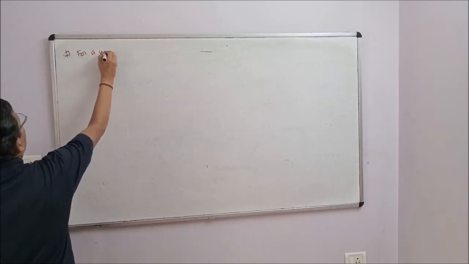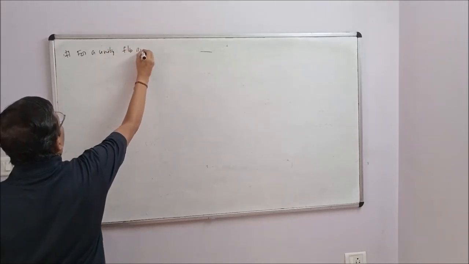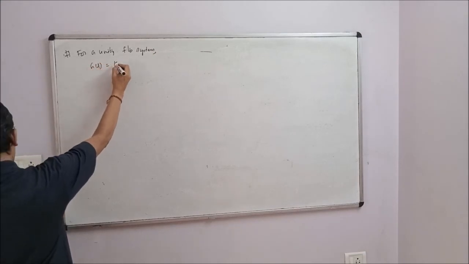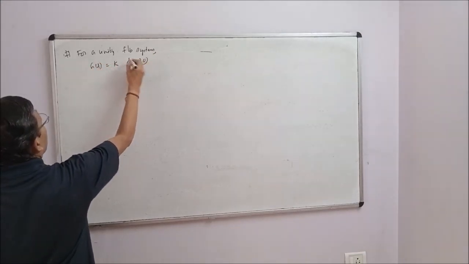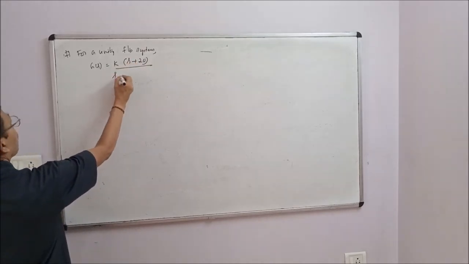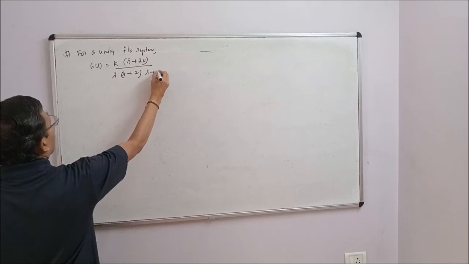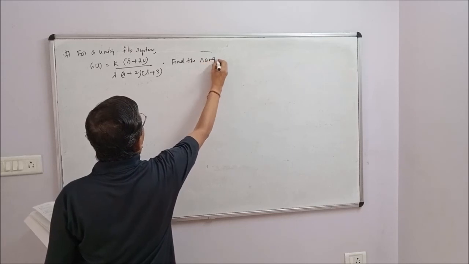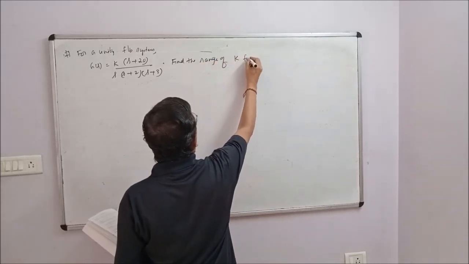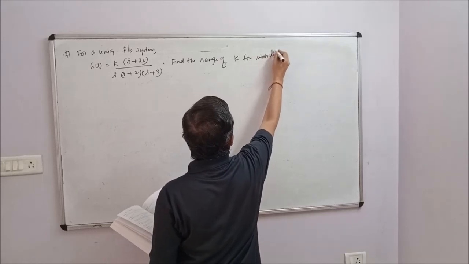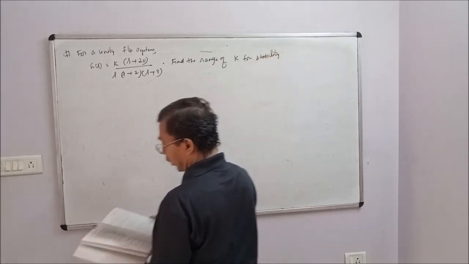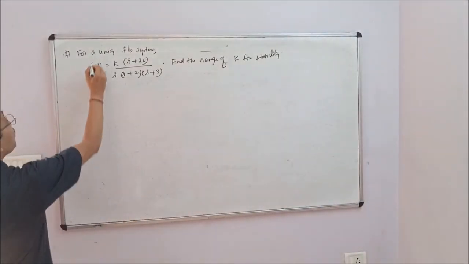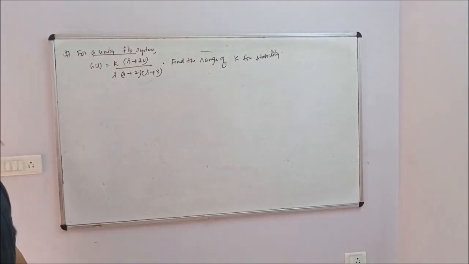Next problem. For a unity feedback system, G of S is equal to K into (S plus 20) divided by S into (S plus 2) into (S plus 3). Find the range of K for stability. Asked in the examination, find the range of K for stability. Solution. Unity feedback system means H of S is equal to 1.